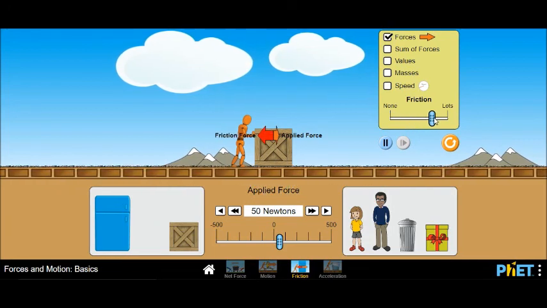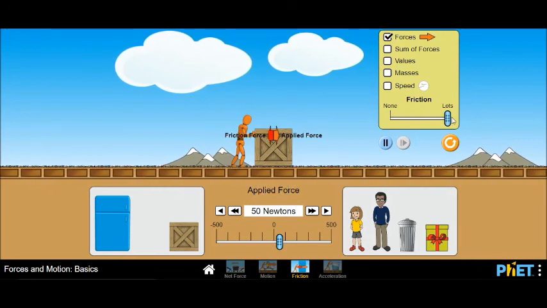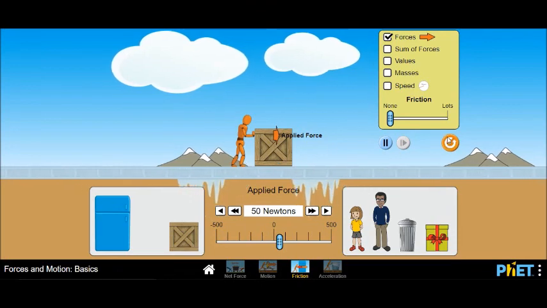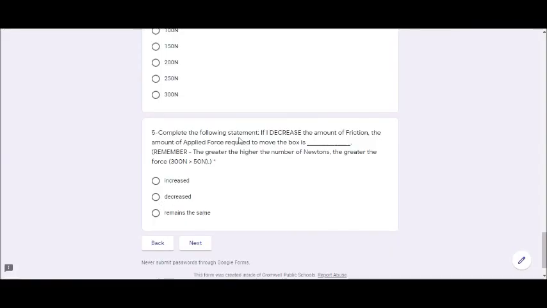Isn't that interesting? Look at this. I can do it this way while it's moving. Look. So when I add lots, it stops the box, but when I slide it down, the box moves. So the answer to that question would be, as I decrease the friction, I also decrease the amount of applied force required. That's the answer. So, as friction increases, force required to move something increases. And as friction decreases, force required to move something decreases. Makes sense, actually, doesn't it?